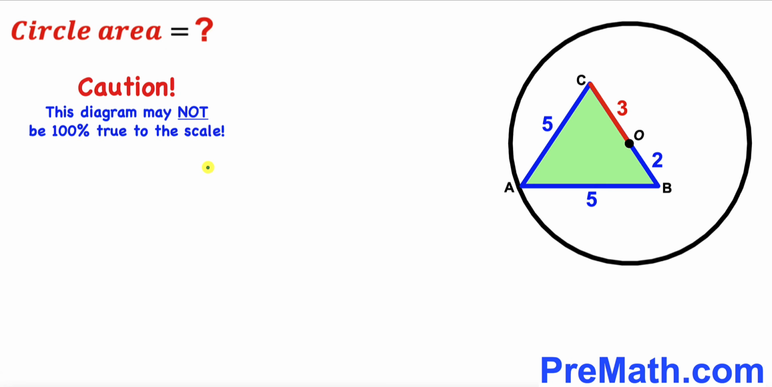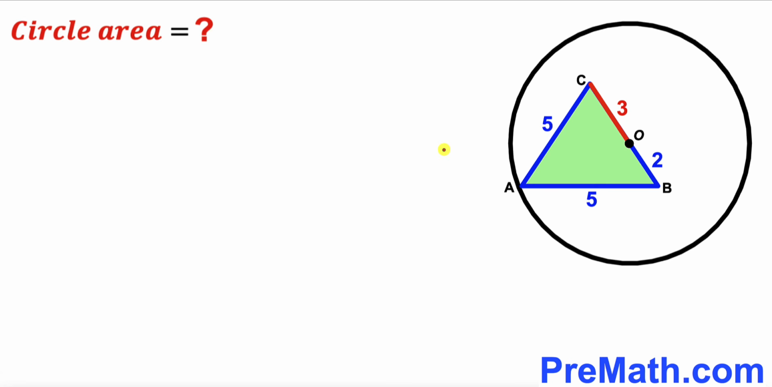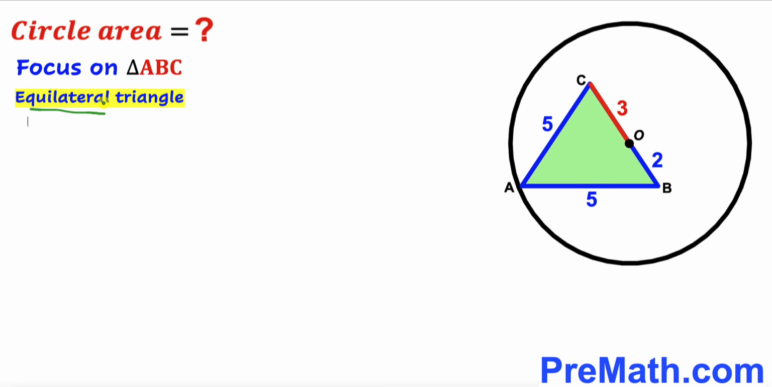Please keep in mind that this figure may not be 100% true to scale. Let's get started, and here's our very first step. Since we are interested in calculating the area of the circle, we must calculate the radius of the circle first. Now let's focus on this green shaded triangle ABC, and we can see this is an equilateral triangle since all of its side lengths are 5 units each.